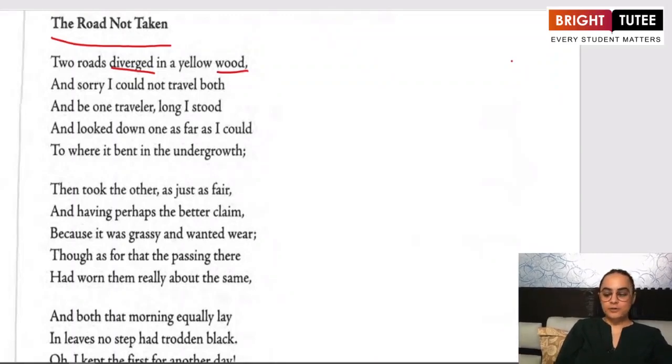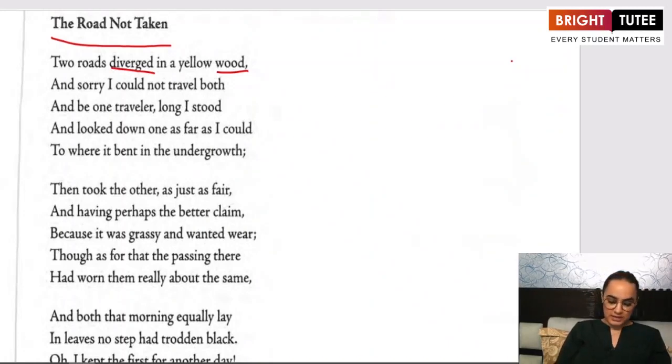Now, yellow color of the forest or the trees represents what? The autumn season. So we are talking about the autumn season. There were two roads in front of the poet, and he says that unfortunately he could not travel on both the roads together, since he was just one traveler. Okay, so he was one person. He could not travel on both the roads at the same time.